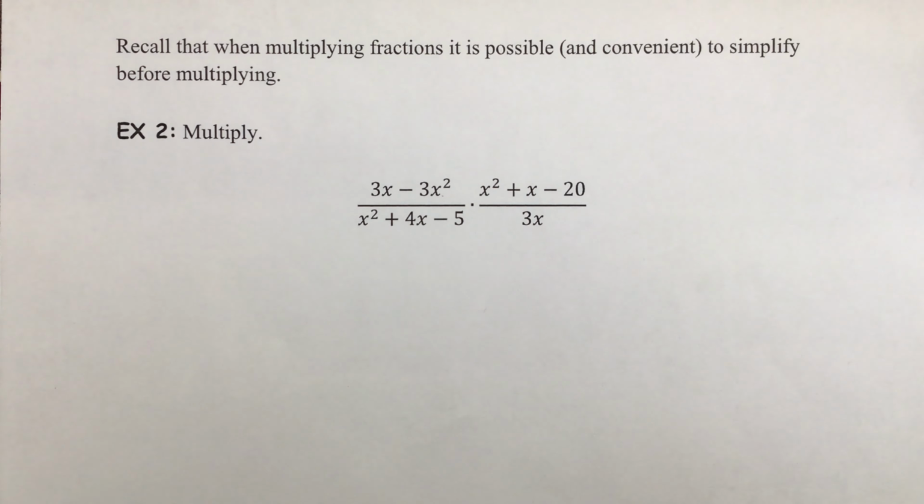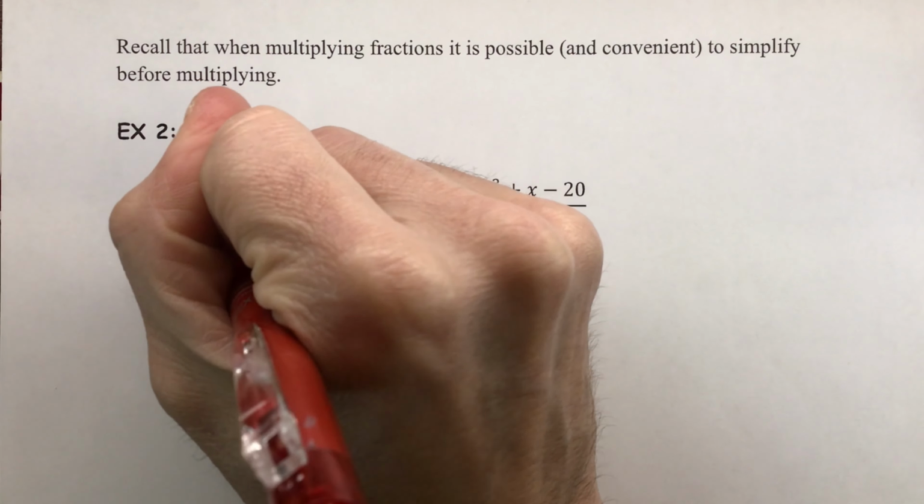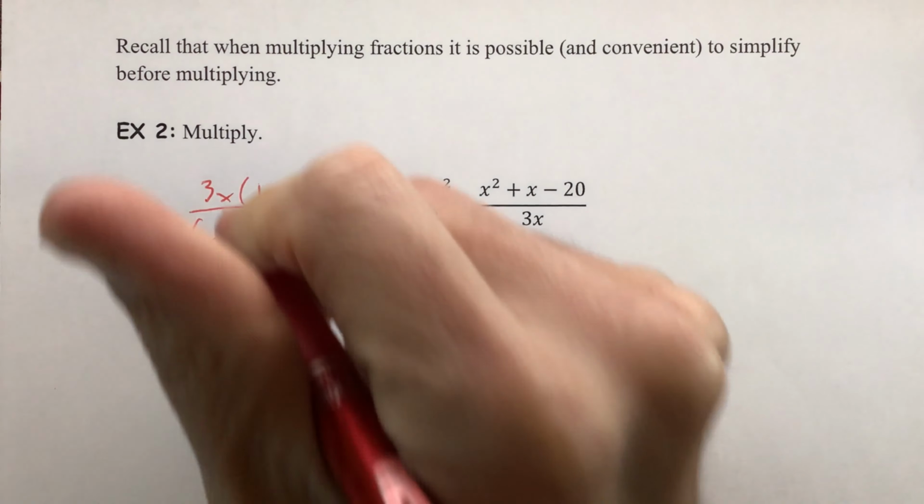Both of these terms are going to have a 3x, so we can factor that out. That would leave us with 1 minus x squared. And this is going to be really important. We're going to come back to that in a little bit. For the denominator, we're going to factor by looking for numbers that multiply to give us negative 5, but add to give us 4. That would be x plus 5 and x minus 1.